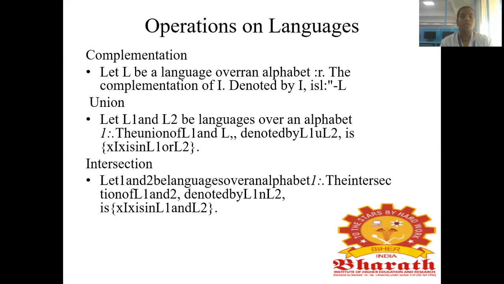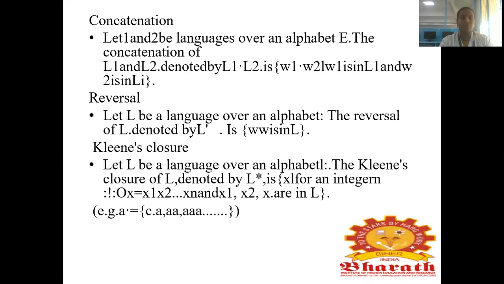So next one is union. What is the union? It is over two languages or two alphabets, that is combined. Combining two strings or two languages for your finite automata machines is called a union. So what is the intersection? Intersection is used for the common part of two languages or two strings for finite automata machines.